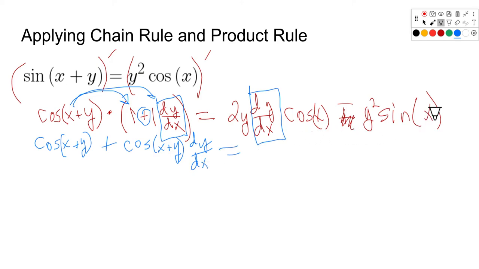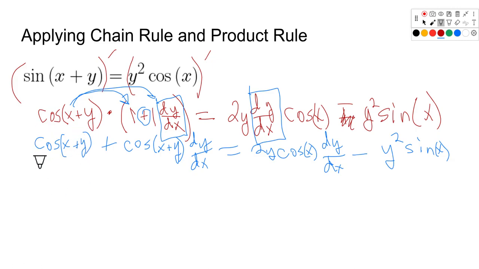On this side, we don't have to distribute really anything, but we just got, let's do it as 2y cosine of x dy dx, kind of move it to the back, minus y squared sine of x. Okay, save myself a little bit of space. Hopefully this doesn't throw anyone off too much.